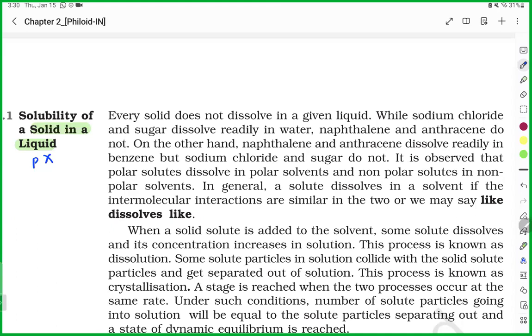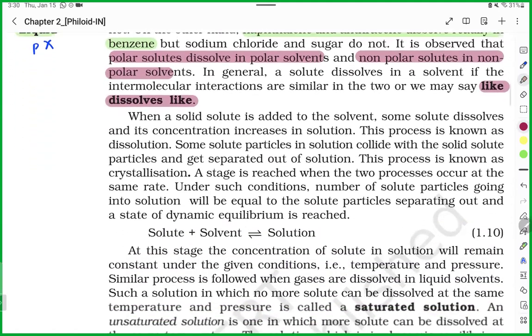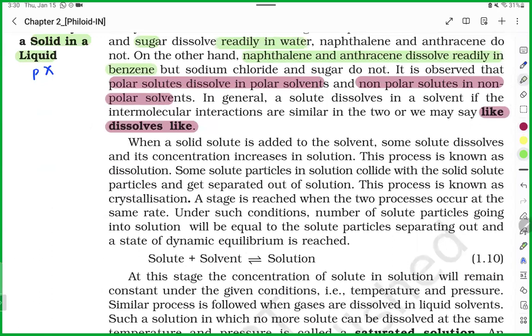Correct. If you take different things, NaCl or sugar dissolve easily in water, but not in naphthalene or anthracene. Why? Naphthalene and anthracene are organic compounds. Organic material dissolves in organic. Same, if you take naphthalene and anthracene, they easily dissolve in benzene. But NaCl and sugar do not, because like dissolves like. Polar solute dissolves in polar solvent, non-polar solute dissolves in non-polar solvent, like dissolves like. Any doubt, guys, till here? Like dissolves like. That's why if you take NaCl, it dissolves in water but not in benzene or inorganic, sorry, organic solvent.